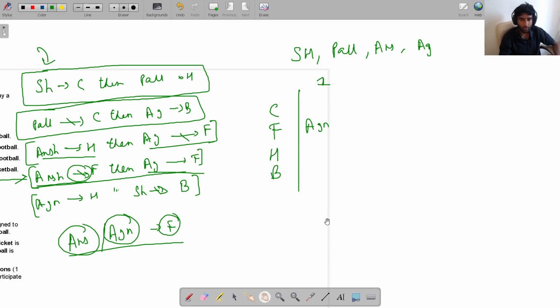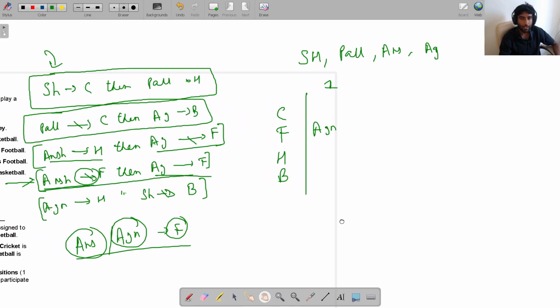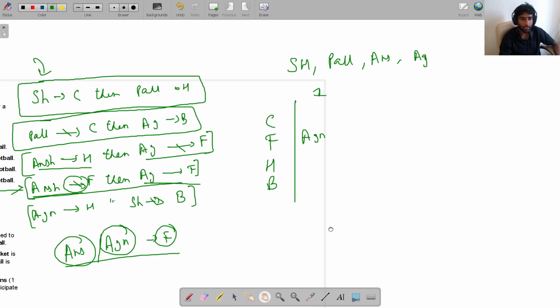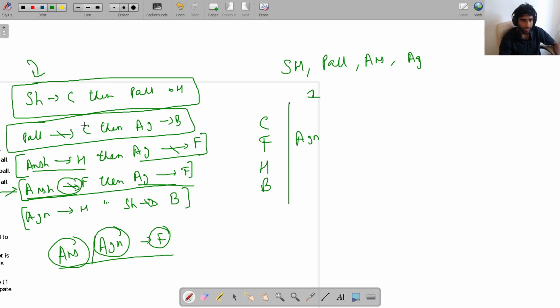So first case, Agnivesh is playing football. That is what I'm going to assume, and I'm going to solve based on that. Let's go to my first clue. If Shaurya plays cricket, then Pallav cannot play hockey. So Pallav must be basketball. And if Pallav is basketball, look at the second clue: if Pallav is not cricket, then Agnivesh is basketball. Because Pallav is basketball, Pallav is of course not cricket, so Agnivesh is basketball.